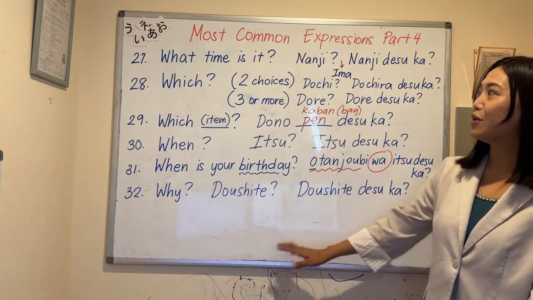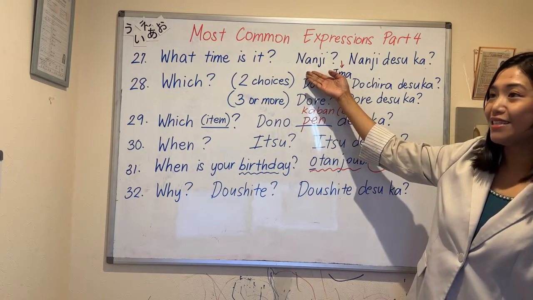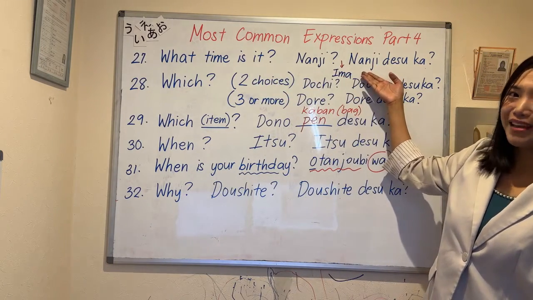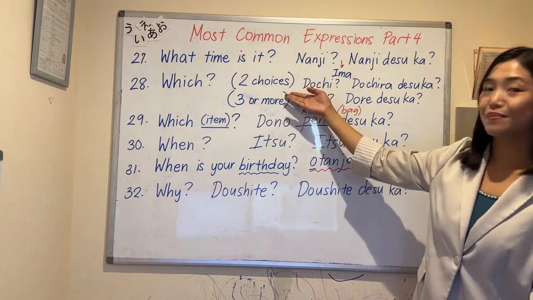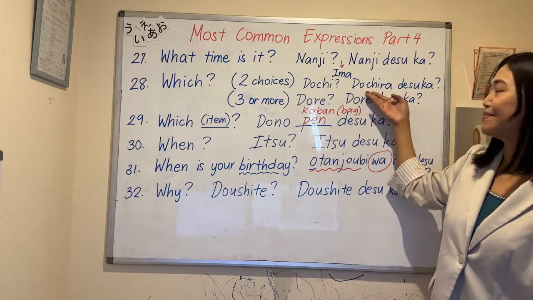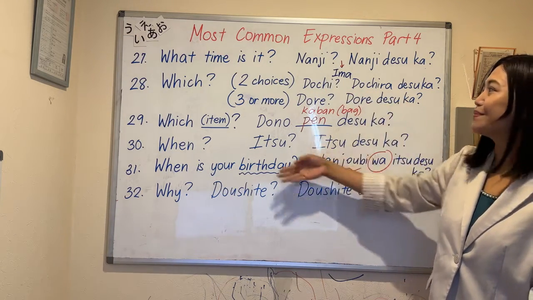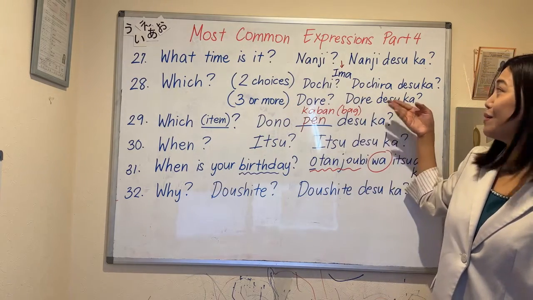Okay, so there you go. Again, what time is it? Casually, nanji. Politely, nanji desu ka? Which? If you have two choices, dochi? Dochira desu ka? If you have three or more choices, dore? Dore desu ka?